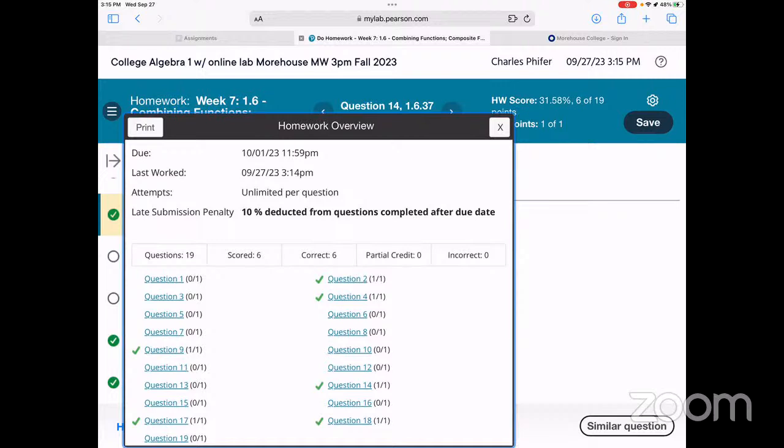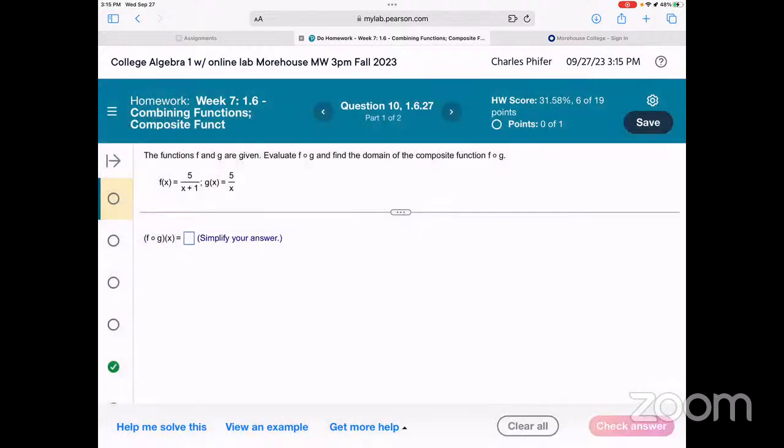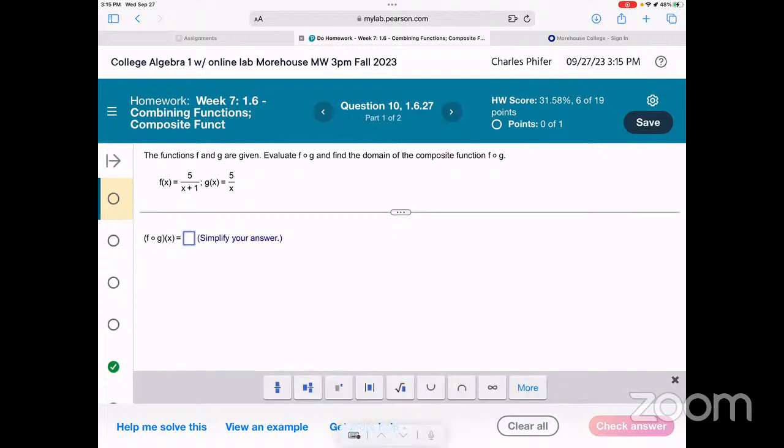Okay, let's look at 10 right here. The functions f and g are given. Evaluate f compose g and find the domain of the composite. Okay, f compose g, so the second function inside the first function. Let's write the first function like normal, but replace each x with blank parentheses. So we're going to have 5 over x plus 1. And then into the blank parentheses, we put the second function, which is 5 over x.